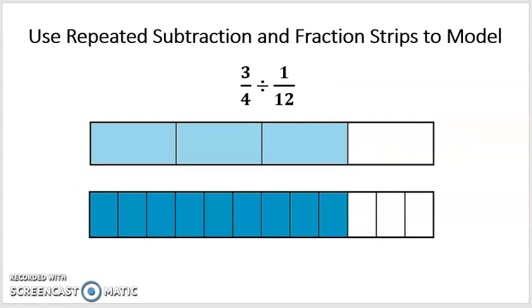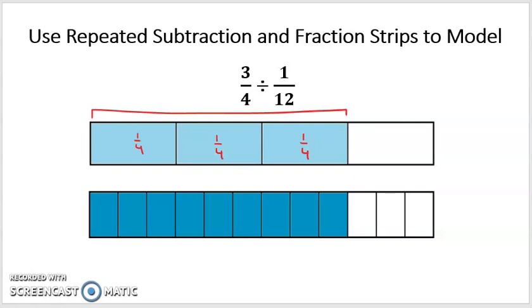Similar problem, 3/4 divided by 1/12. Start out by depicting your 3/4 using a fraction strip. So I've got 1/4, 1/4, and 1/4. Together they equal 3/4, excuse me.